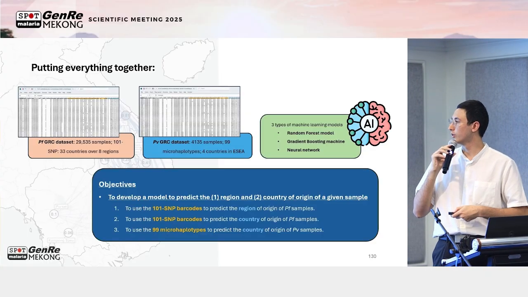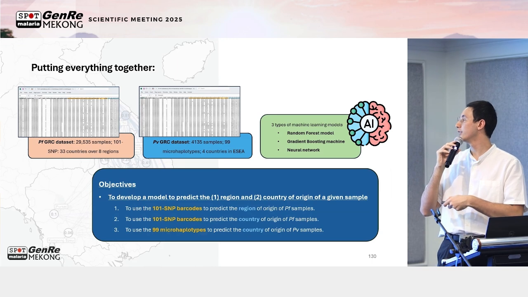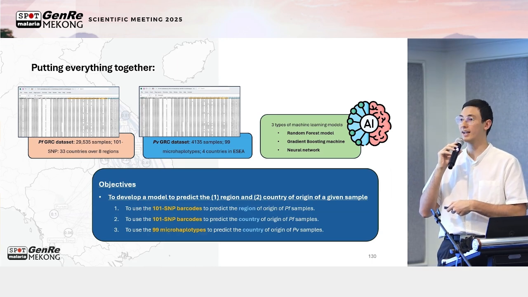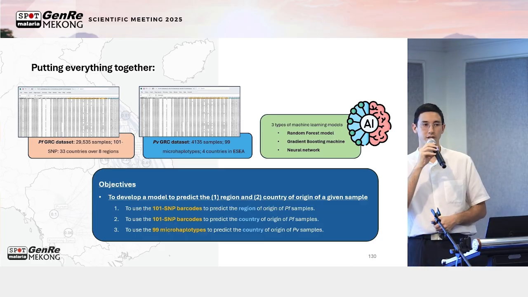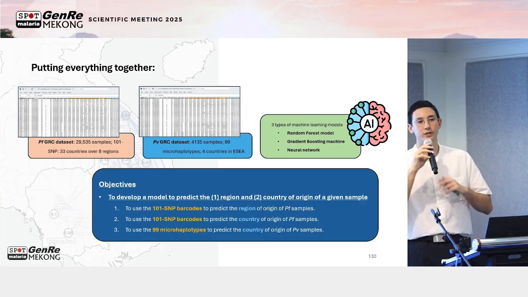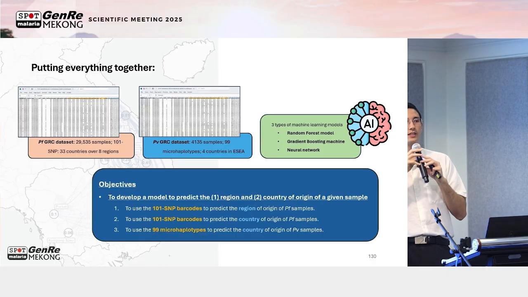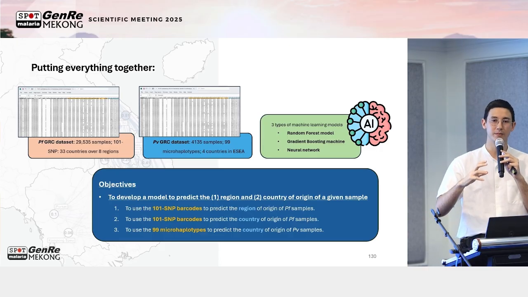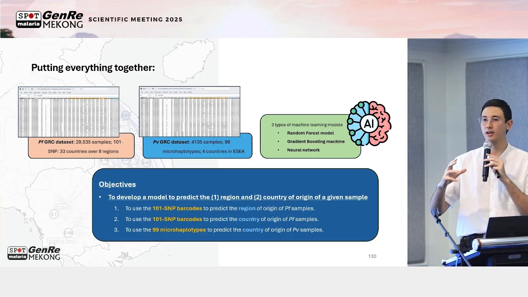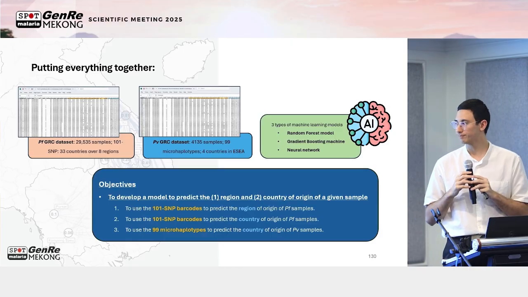And then we're using these two data sets to train 3 different types of machine learning models or AI models. These are the random forest models, gradient boosting machine, and neural network. You don't need to know the details of how these work, but just know that they are different algorithms for achieving the same thing, which is to learn the input data and make predictions when data is inputted.